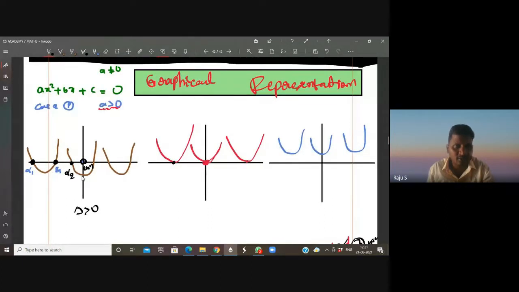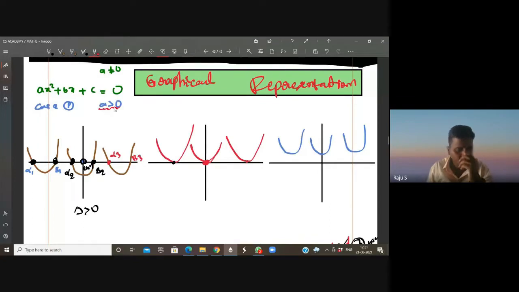So I'm taking alpha 2 and beta 2. What do you observe here? The roots are real and on opposite sides. One of the roots is positive, one of the roots is negative. And the third case is both roots may be positive, alpha 3 and beta 3.